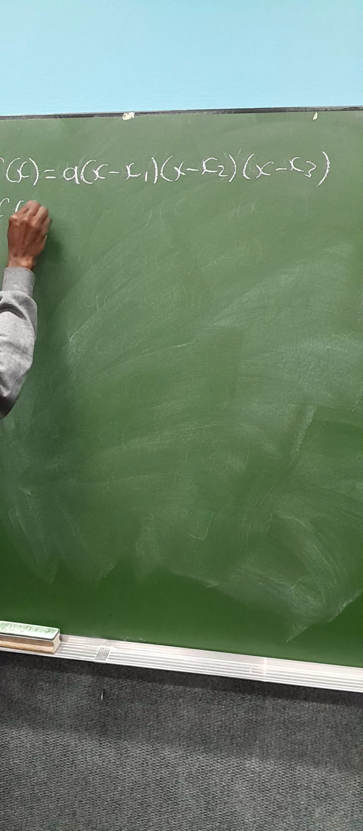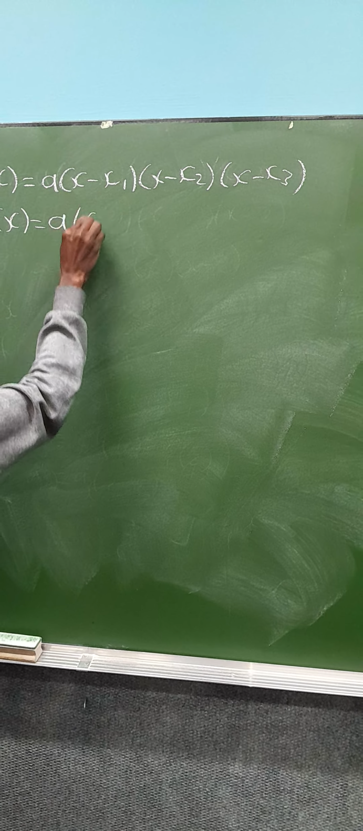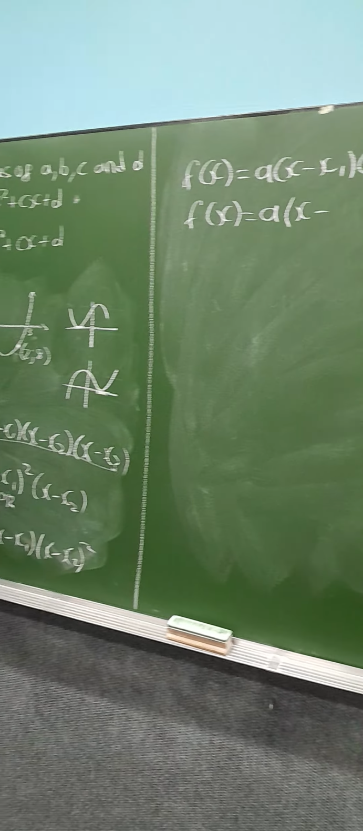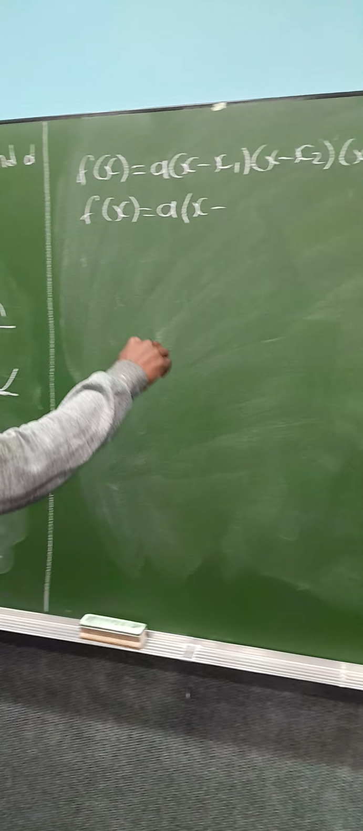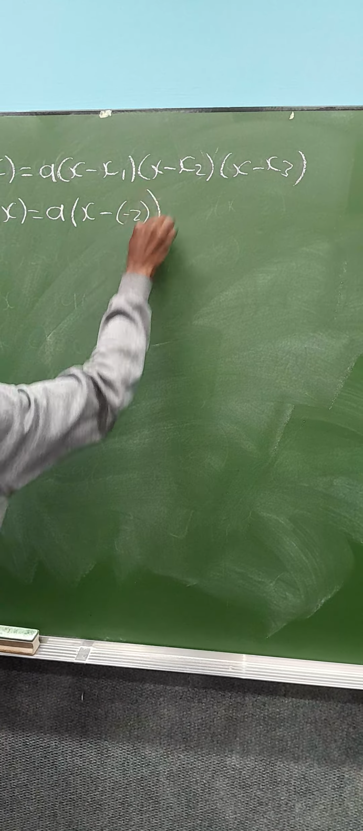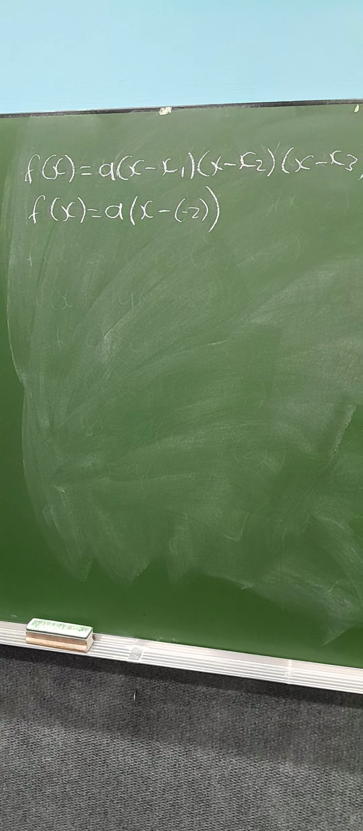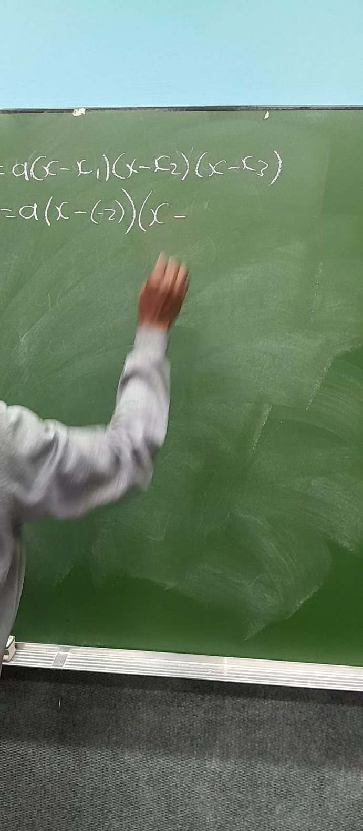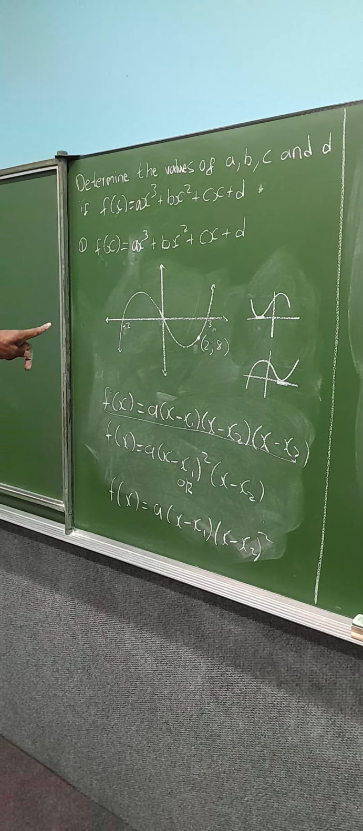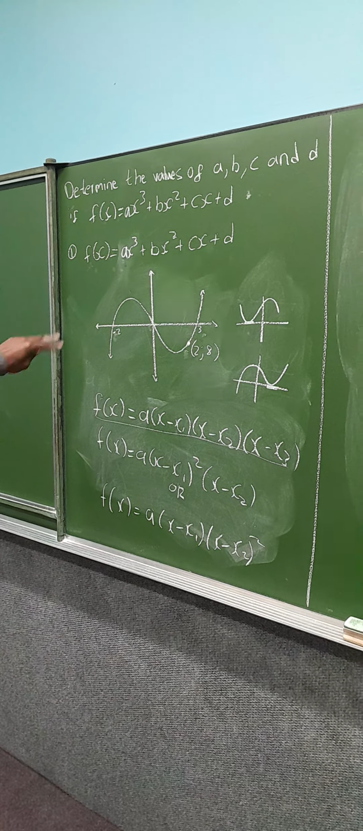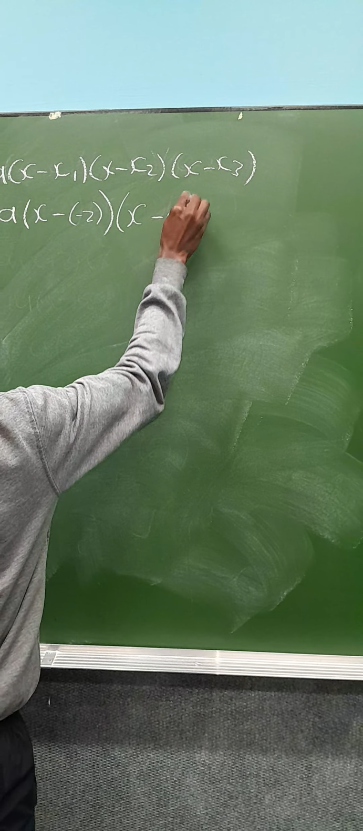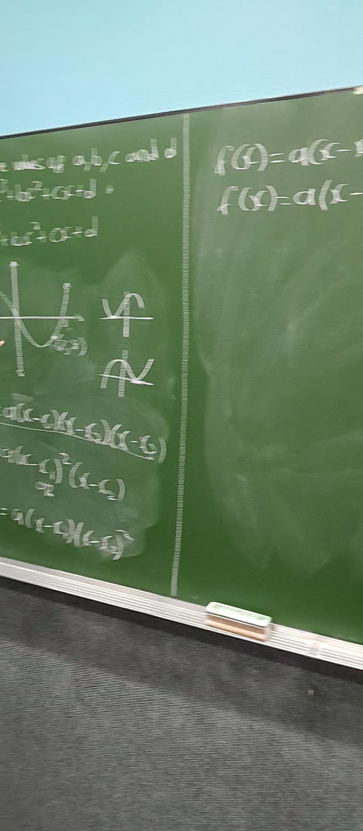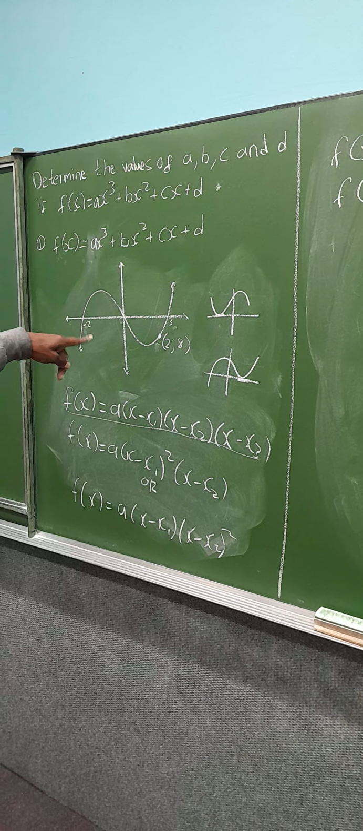So I have f of x equals a into x. Remember I said x1, x2, and x3 are the intercepts. So we go to the first intercept, which is -2. So I'm going to have x minus -2. Please don't forget to put the brackets there, because you're going to make mistakes if you don't do that. And then we close, and then we're going to have x minus the second point, which is 0 if you check there. It's the origin, so that's going to be x minus 0. And lastly, we have x minus 3, because the last one is positive 3 from there.